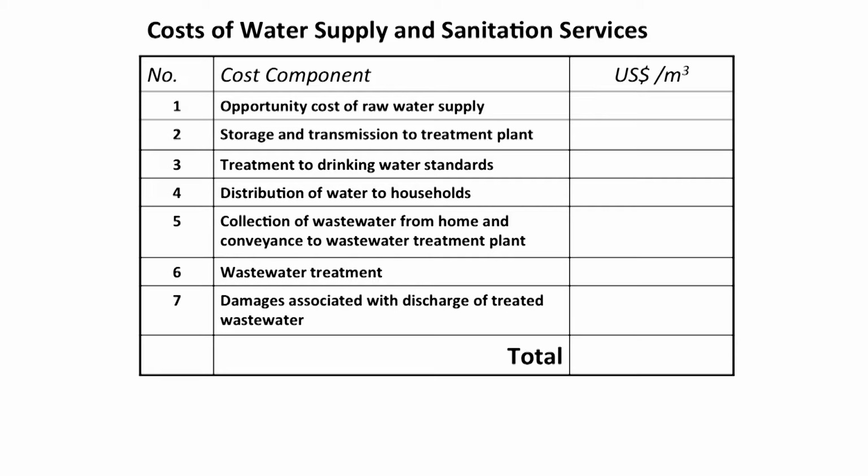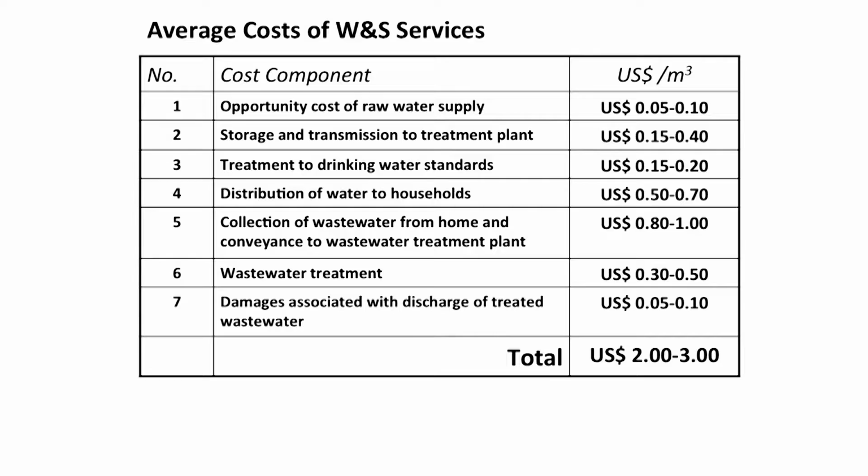Households in the service area may not bear these costs. They fall on people downstream of the treated wastewater discharge. The more wastewater treatment is done, the lower these damages. Which of these 7 cost components do you think are largest, and which are the smallest? Of course, these costs will vary by location, but what do you think would be a typical allocation of the total cost of the 7 components in the table?